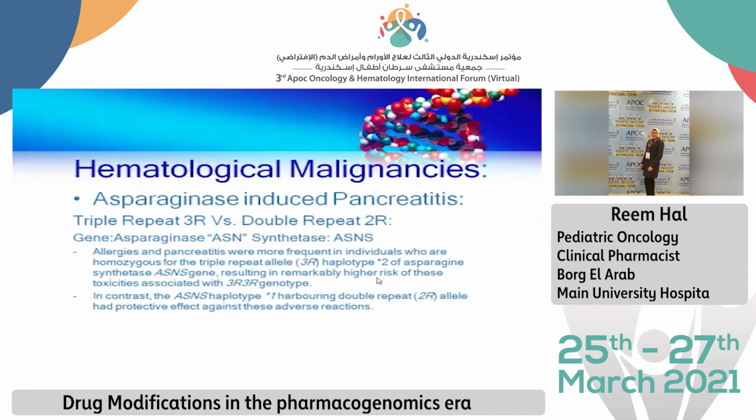So let's go through hematological malignancies and see some examples of drugs. Asparaginase-induced pancreatitis is due to the triple repeat versus double repeat. The triple repeat is haplotype star 2 of the asparagine synthetase gene, resulting in remarkably higher risk of toxicities associated with the 3R or the triple repetition genotype. In contrast, the double repetition, which is the haplotype star 1, had a protective effect against these adverse events.